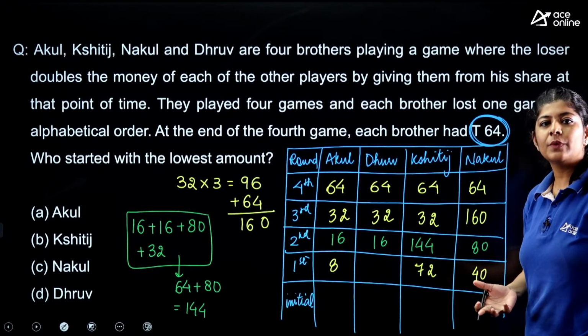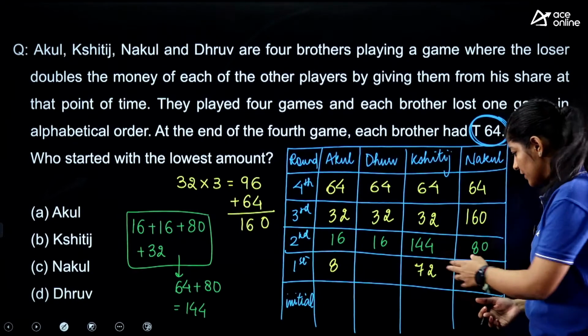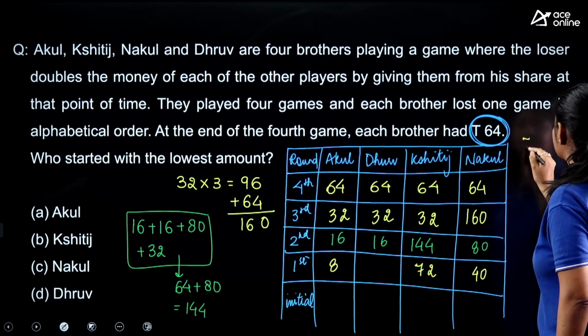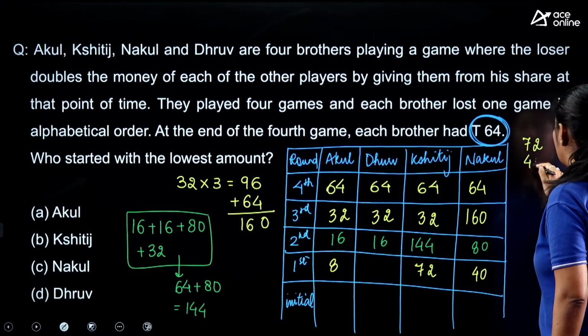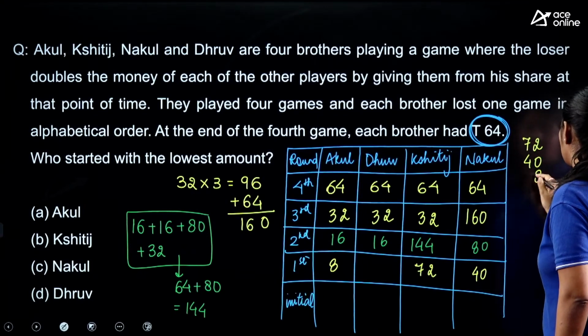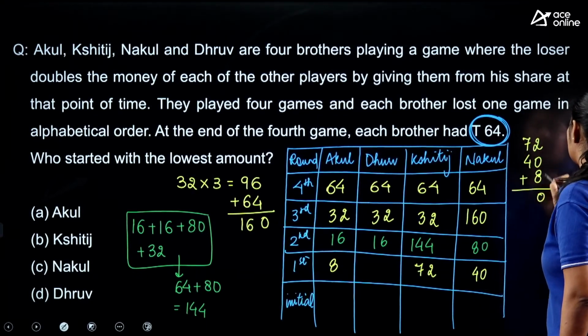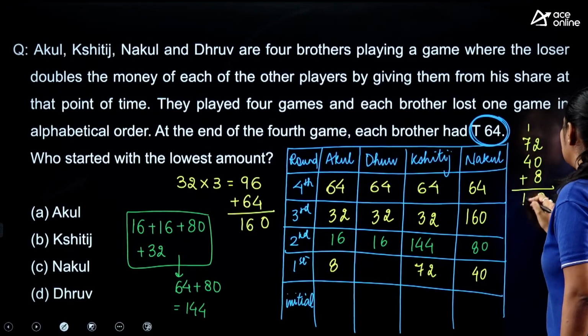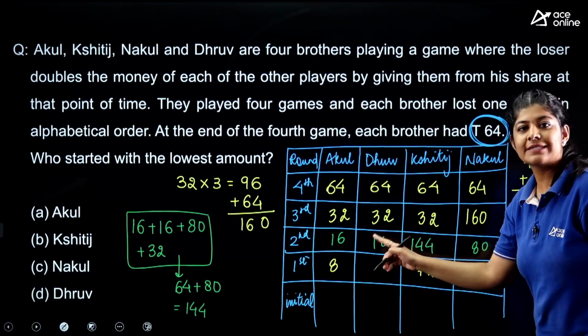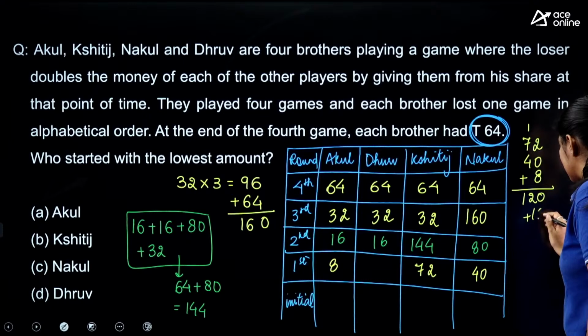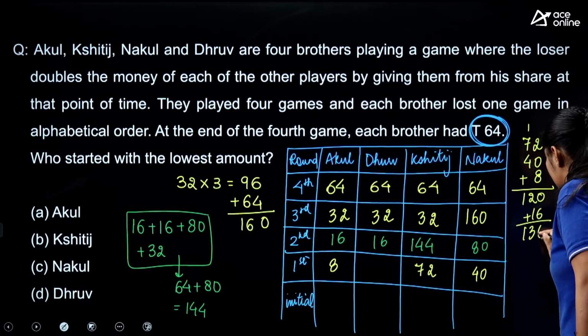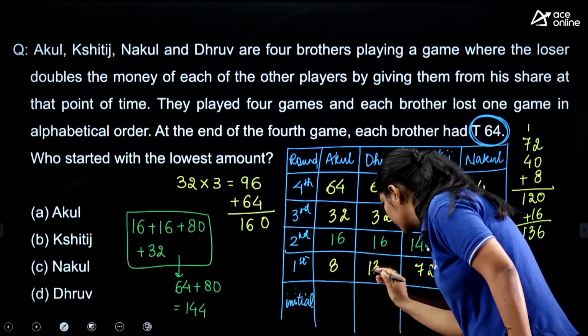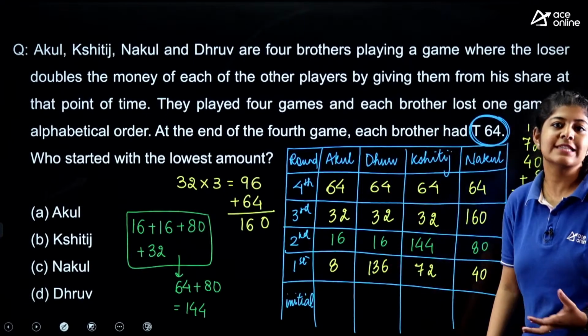Again, what we need to do is to add the rest values. 72, 40 and here we need to add 8. So 0 and 1 is carry forward, 11, 12. And we need to add the 16 as well, plus 16. That means at this moment, Dhruv is having 136 rupees.